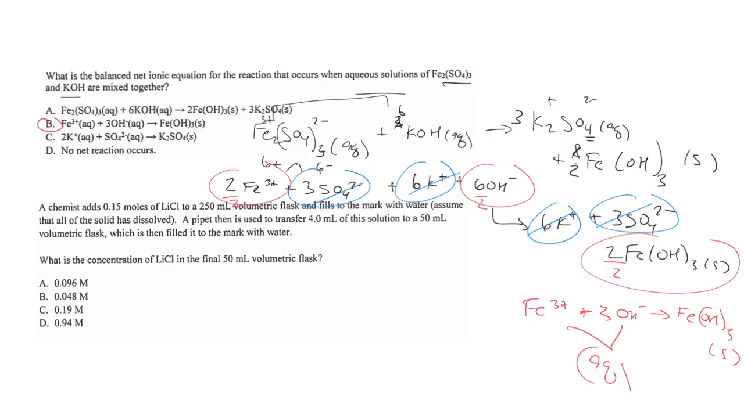So the idea of writing equations is really to try to see, is there a net change? That's why we ask these net ionic equation questions, so we can spot what that net change is and write that particular chemical reaction.